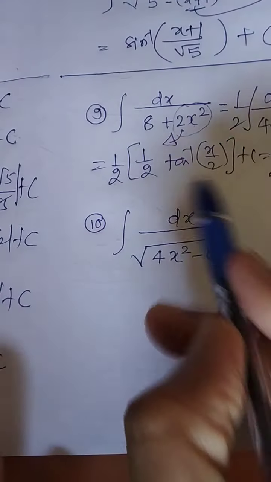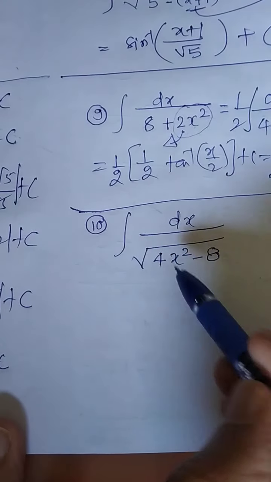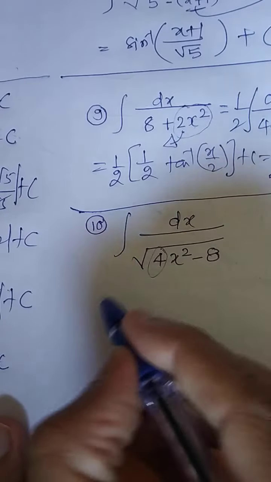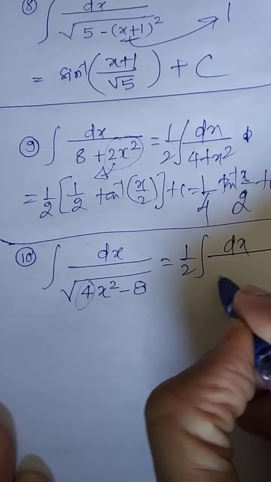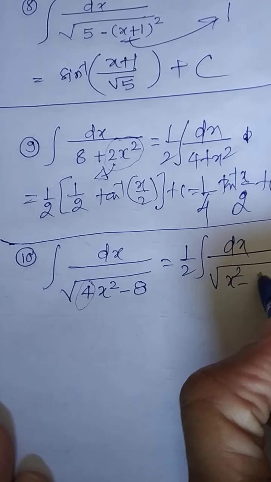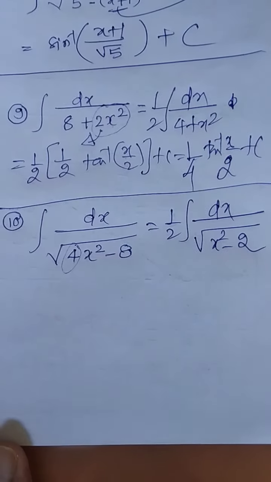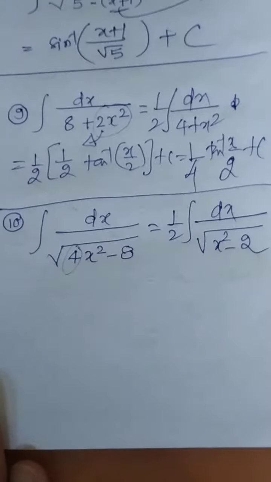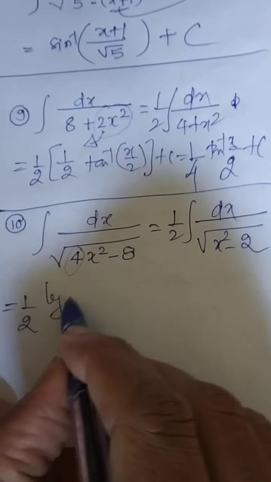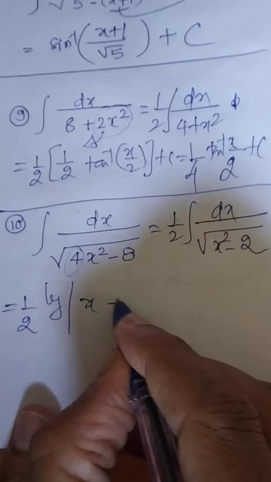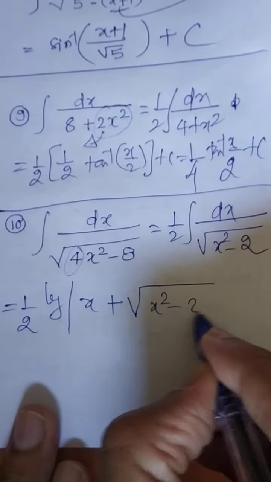As I told you in the previous question, here also 4 is there, so 4 is to be taken out, but 4 will not come as 4. Reason, it is nothing but root. Okay. Now which formula? Root under x square minus a square. Tell me in your list which one is there? Correct. So it will be 1 by 2 log of x plus root under x square minus 2.